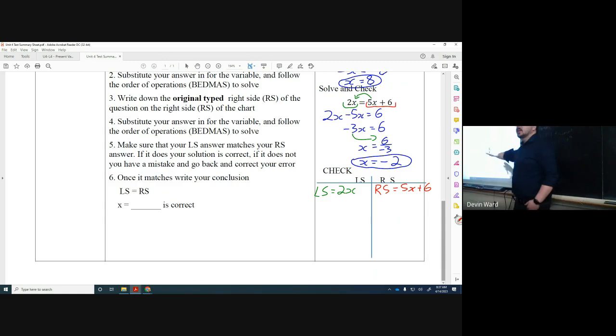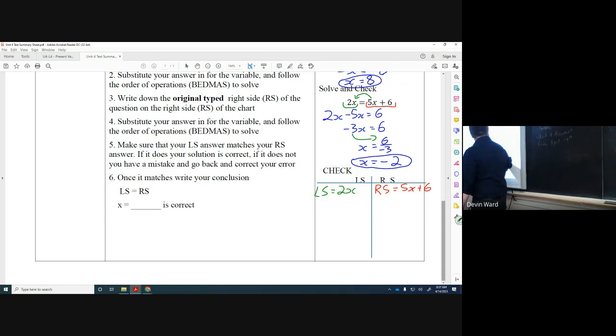Then once I say what my left side is and what my right side is, I'm going to sub in -2 wherever I see x, and then they should be equal to each other. It doesn't matter what they equal, as long as they're equal to each other. So here for my left side, I'll have 2 times x is -2, so I'll put in -2. The right side is 5x, so I'll have 5 times my blue -2 plus 6.